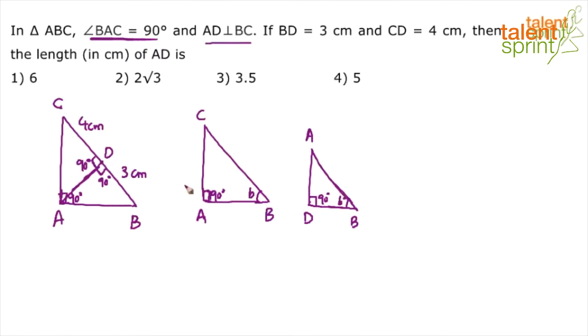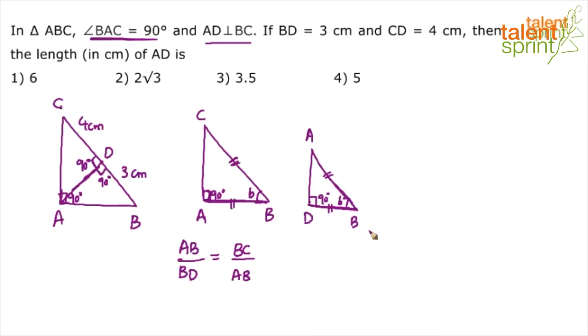Now, going by similarity, I can say that AB by BD is equal to BC by AB. Yes or no? These two corresponding sides have to be proportional. So AB, the base, the ratio of the bases AB and BD will be equal to the ratio of the hypotenuses, BC and BA. BA is nothing but AB.